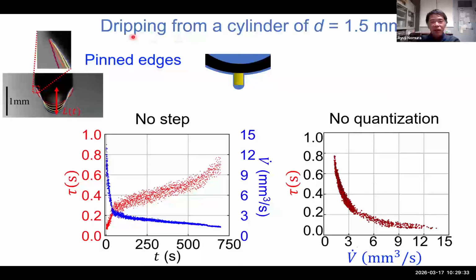But if we do the same thing using a narrow cylinder of 1.5 millimeters, like this, in this case, the edge of the droplet was pinned. And in this case, looking at the dripping period as a function of time, we don't see a step like this. And we have a wide distribution. And this is tau as a function of the flow rate, and we don't have a discretization. So in this pinned case, the dripping behavior was similar to the dripping of water. So this is not so strange once it's pinned.